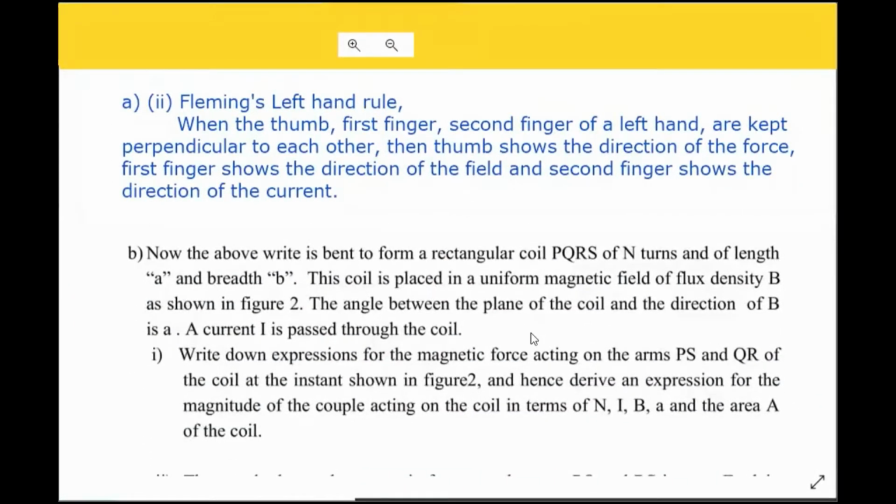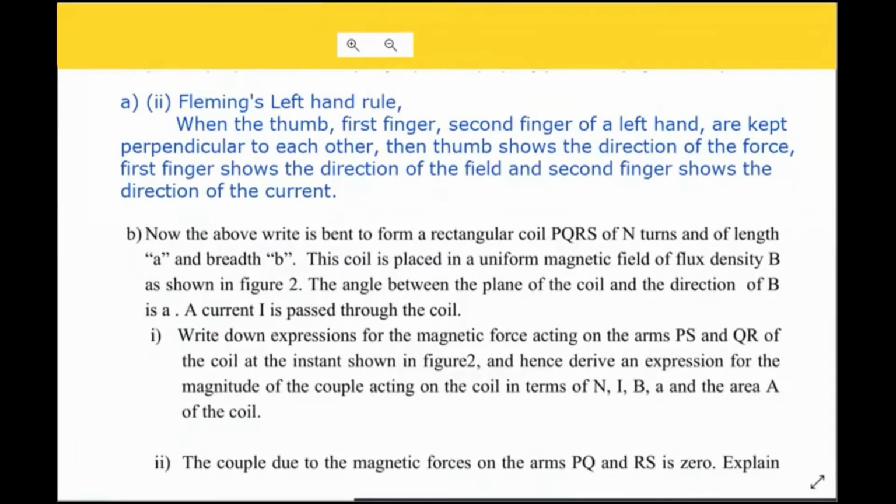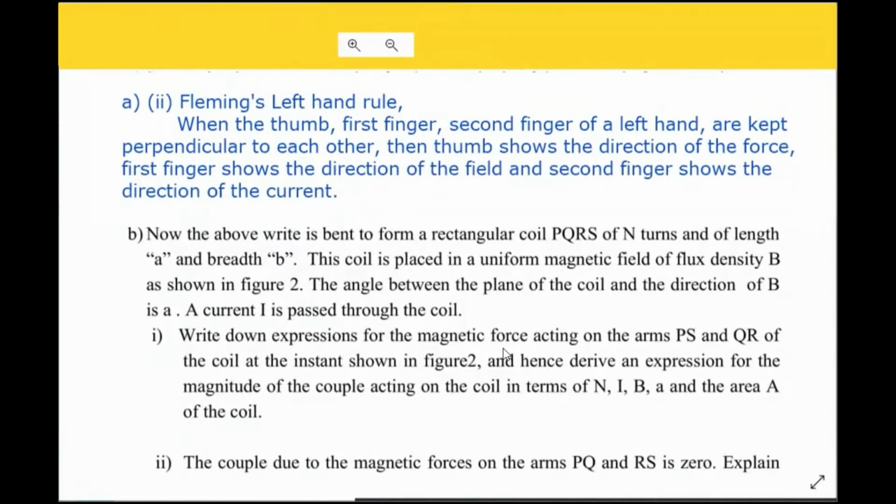Now the above wire is bent to form a rectangular coil PQRS. There was a wire. That wire is bent to make a rectangular coil of capital N number of turns, of length simple A, breadth simple B. This coil is placed in a uniform magnetic field of flux density capital B, as shown in figure 2. I'll show you the figure 2. The angle between the plane of the coil and the direction B is simple A.